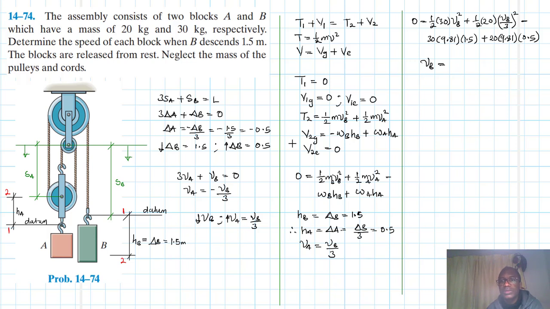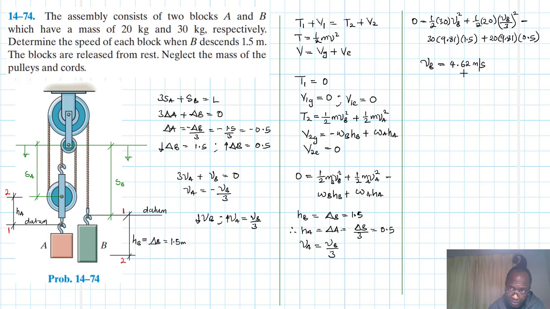I'll take the others to this side. So I'll say 30 times 9.81 times 1.5 minus 20 by 9.81 times 0.5, divided by 0.5 by 30 plus 0.5 by 20 by 1 divided by 9, close brackets, then square root of that, and I have 4.62, and this is in meters per second.